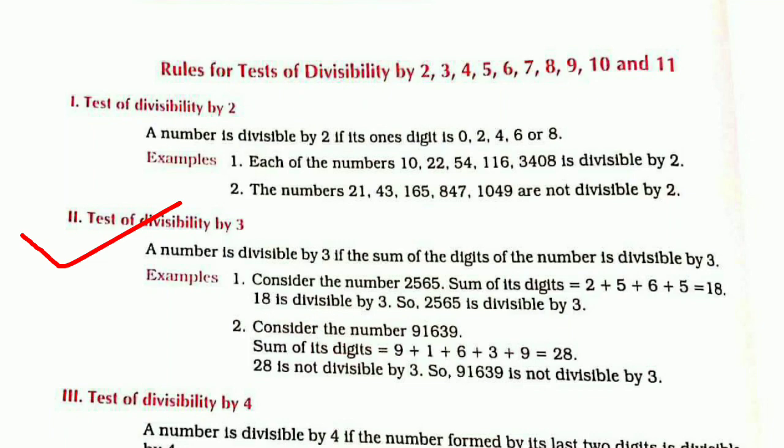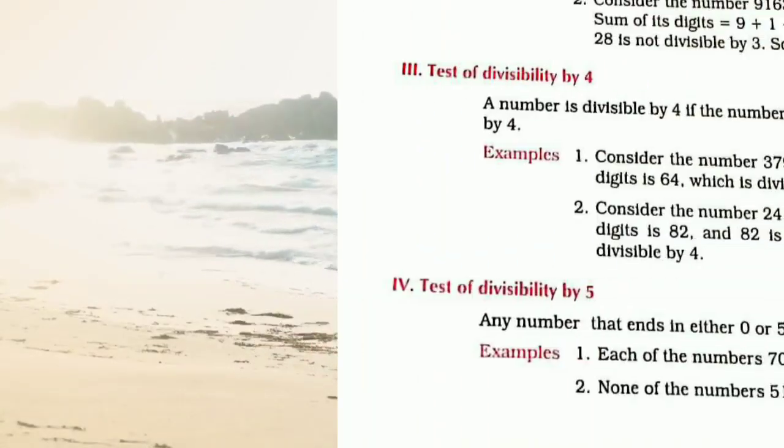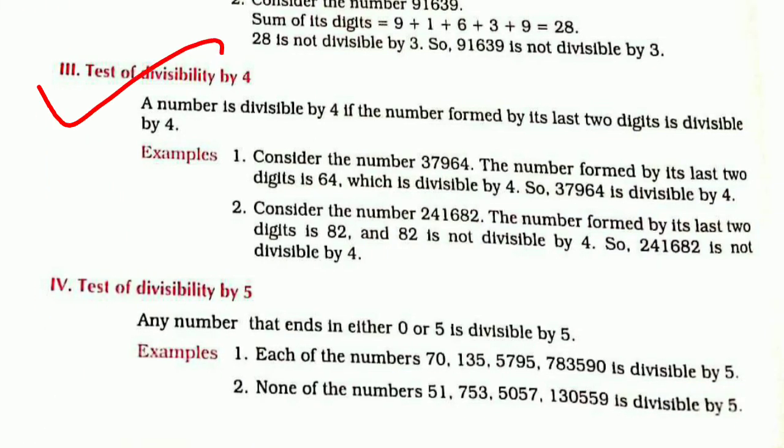Now the test of divisibility by 4. A number is divisible by 4 if the number formed by its last two digits is divisible by 4. We will only check whether the last two digits are divisible by 4 or not. So let us look at the example. Consider the number 37,964. The number formed by its last two digits is 64, which is divisible by 4. So 37,964 will also be divisible by 4.